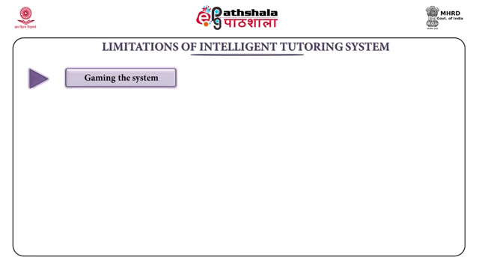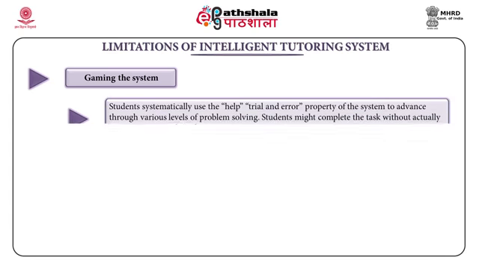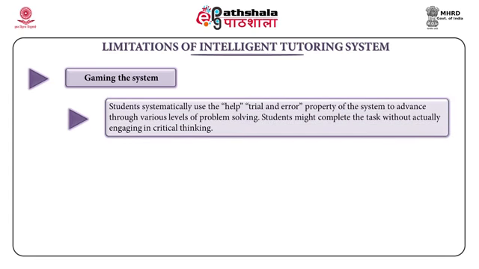Next is gaming the system. Students systematically use the help or trial and error property of the system to advance through various levels of problem solving. So they learn how to game the system. Students might complete the task without actually engaging in critical thinking.